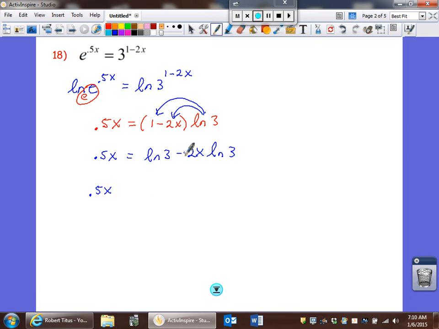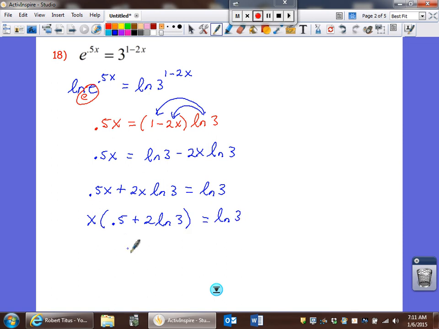And then when I bring this term over, it's minus over here, so it's going to be plus over on this side. So plus 2x times the natural log of 3 is equal to the natural log of 3, because this guy is left over there. Okay, we're going to factor out the x again. So pull the x out, and we're left with 0.5 plus 2 times the natural log of 3, close the parenthesis, equals the natural log of 3.